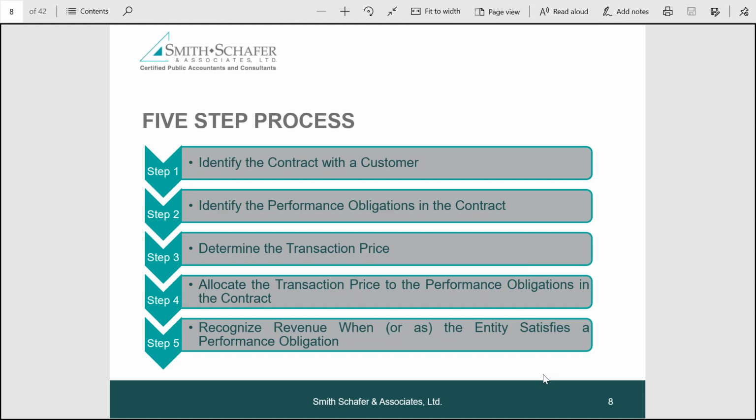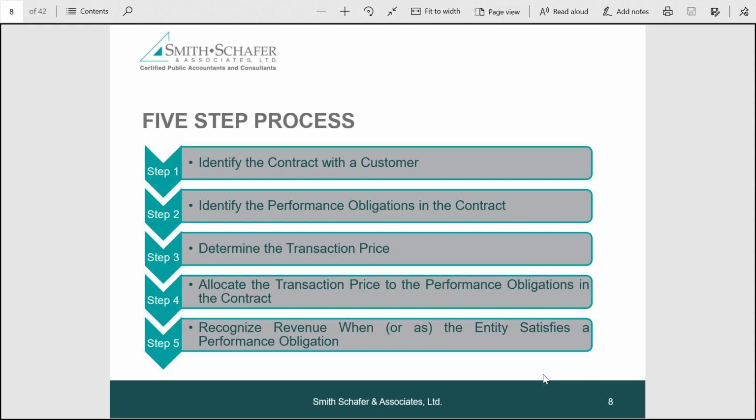Step two, we identify the performance obligations. Performance obligation is a new terminology, and we'll discuss that. Step three, we then have to determine the transaction price. Step four, we allocate that transaction price to the performance obligations in step two, to the contract that's in step one, and then finally in step five, we get to recognize some revenue, we have to make some journal entries, we actually get to do some accounting.